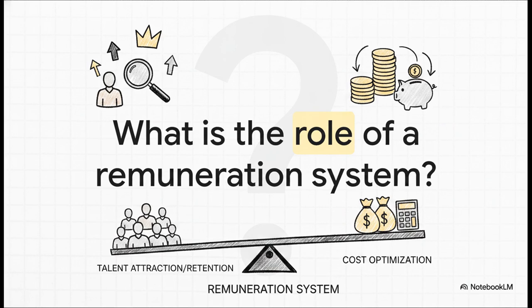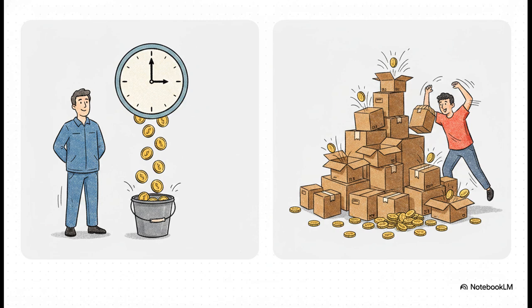All right, pivoting from the stuff to the staff. What is the actual role of a remuneration system when it comes to managing labor costs? Well, according to the source material, it's a massive balancing act. The goal is to attract and keep top-tier talent, but also to strictly optimize expenses. Basically, you have to pay enough to get the absolute best work, but structure it so the business still turns a really healthy profit. And how you structure that pay completely changes how your costs behave.